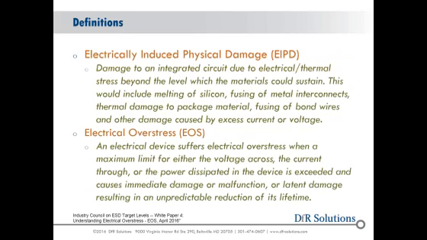So, a couple more definitions. Electrically induced physical damage, or EIPD. This is damage to an integrated circuit due to electrical thermostress beyond the level which the materials could sustain. This could include melting of silicon, fusing of metal interconnects, thermal damage to packaged material, bond wires being fused, and other damage caused by excessive current or voltage. As compared to electrical overstress, where a device suffers electrical overstress when a maximum limit for the voltage across or the current through or the power dissipated in the device is exceeded and causes immediate damage or malfunction, or a latent damage resulting in unpredictable reduction in its lifetime.